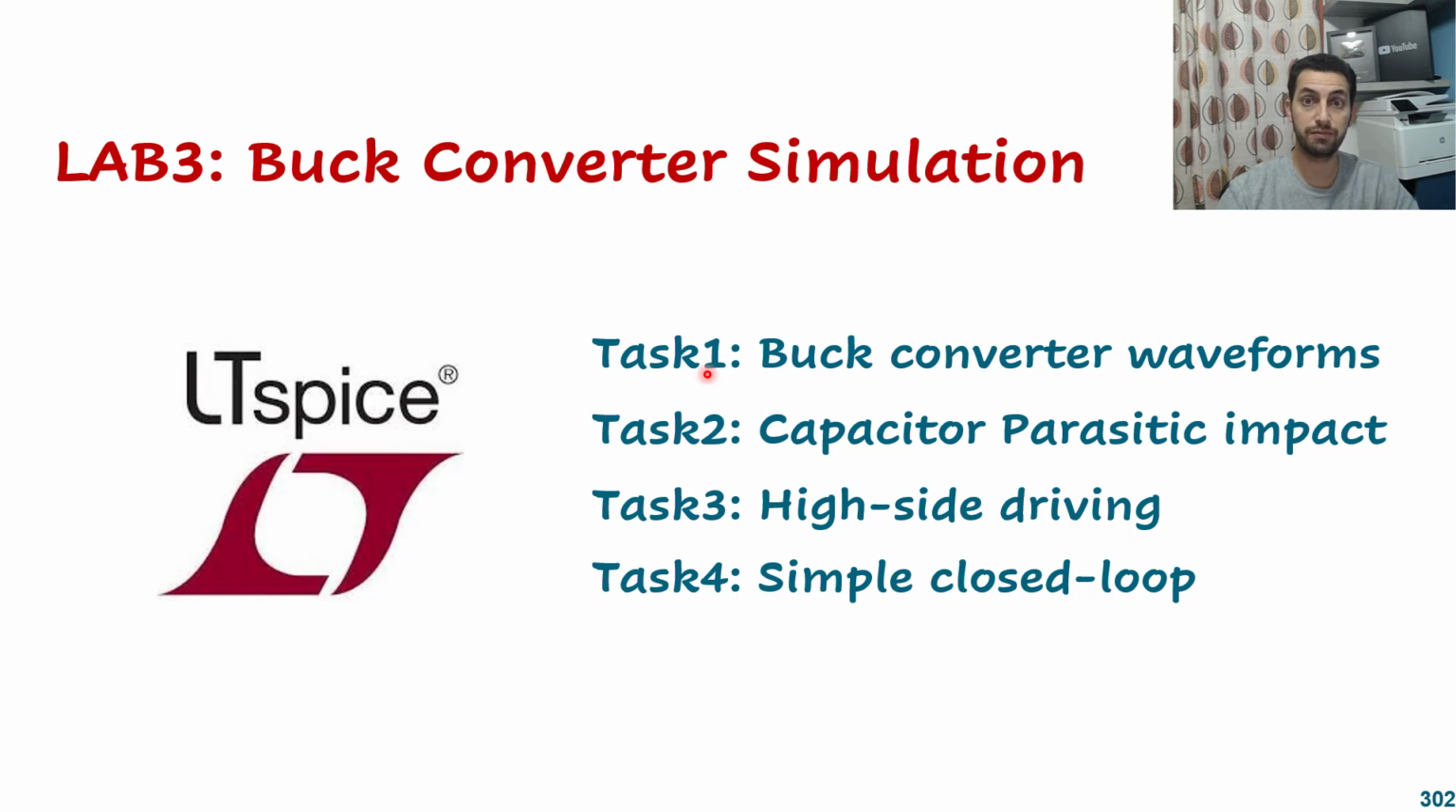I will go briefly through every part here because you have to duplicate the work and validate that you understand every bit. Task number 1 is to build the converter and show the waveforms. Task 2 is to show the impact of the capacitor parasitic components, like the ESR and ESL, on the output waveform, because we covered in the lecture how the series resistance and series inductance of the capacitor impact the shape and the voltage ripple. We will see that in simulation as well and check if that's correct or not.